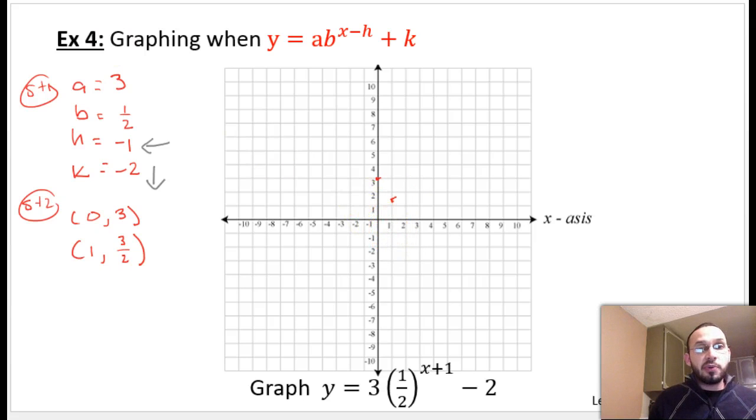So I'm going to take those points and I'm actually going to shift them now. I'm going to apply my shift. If I go to the left 1 unit, and then I'm going to go down 2 units. So this becomes my new point. Let's go ahead and mark that in black.